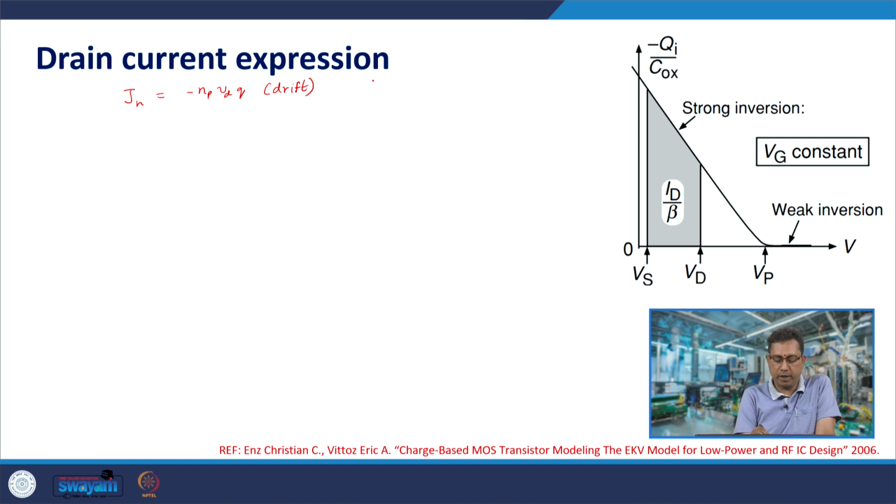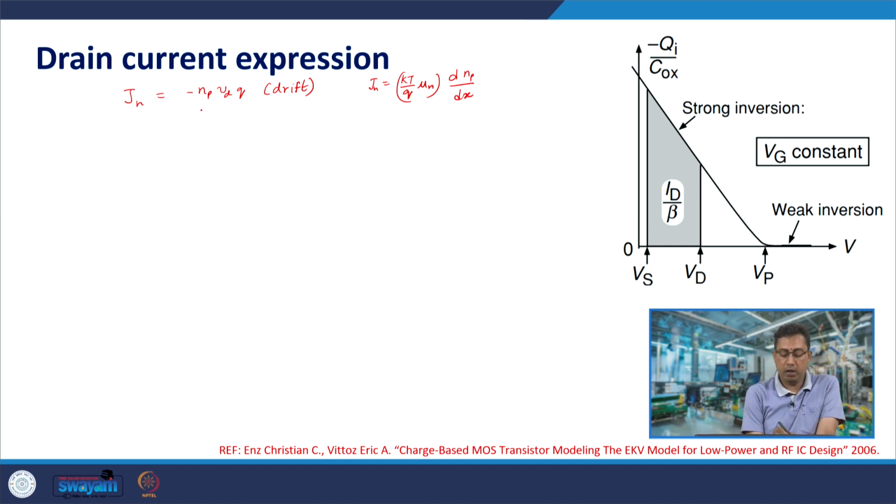What about diffusion current? kT by q mu n, this is the diffusion constant. So, in the x direction, if the electron density increases, then there is a current in the x direction, conventional current in the x direction. So, this would come this way.